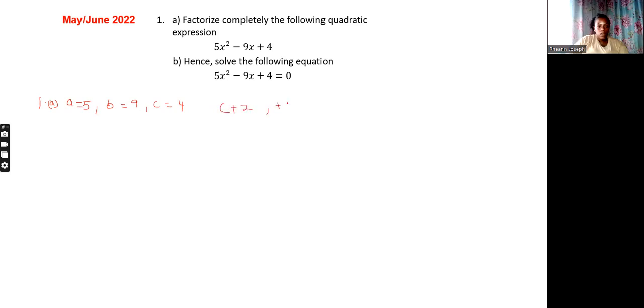plus 2 plus 2, minus 2 minus 2, plus 1 plus 4, minus 1 minus 4. Okay, so we are at an impasse. Here we have plus 2 and plus 2. Now, of course, 2 plus 2 is 4. And remember, we're looking at the factors of 4 that when combined would give us 9. However, none of these when we add them would actually give us 9.